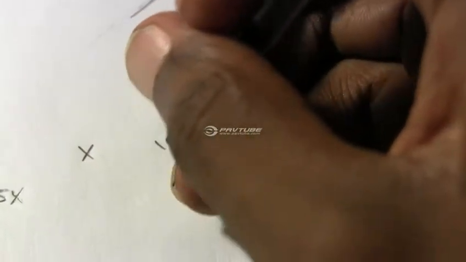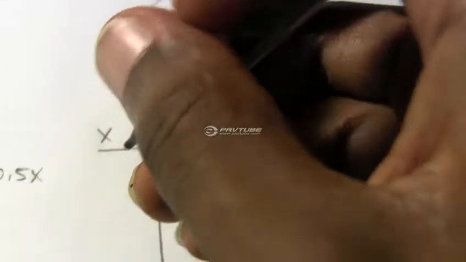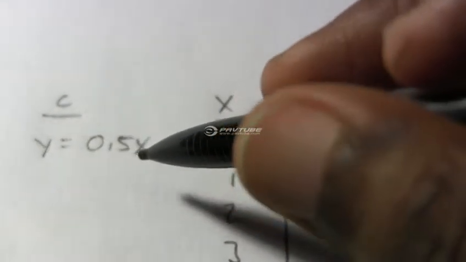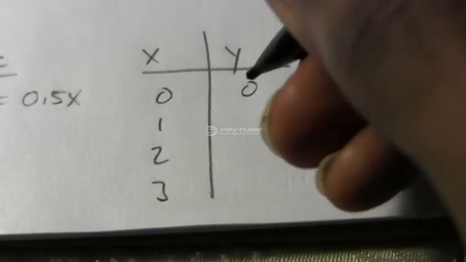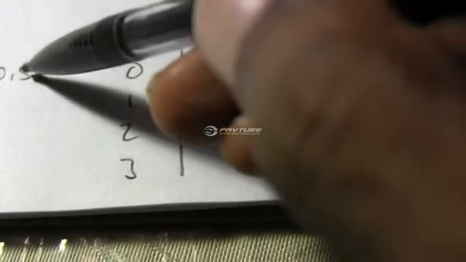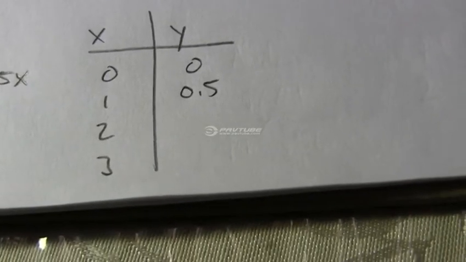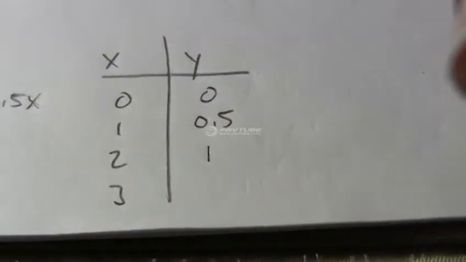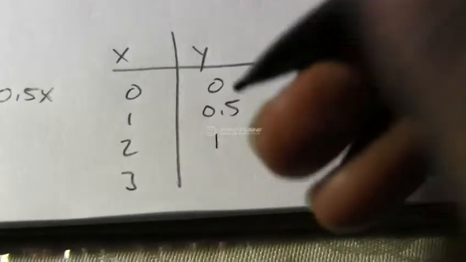Alright, our X and Y table. We can just keep doing the same values for consistency: 0, 1, 2, and 3. So 0 times 0.5 is just going to be 0. There's a common theme: multiply anything by 0, it's 0. Multiplying 1 by 0.5 is going to be 0.5, half of 1 is 1/2. 2 times 0.5 is going to be 1. 3 times 0.5 is going to be 1.5.